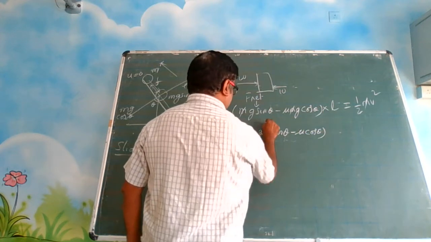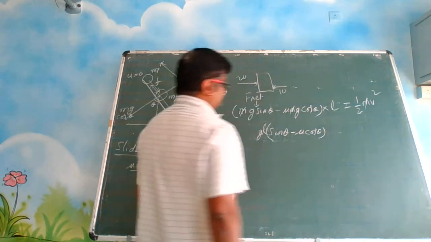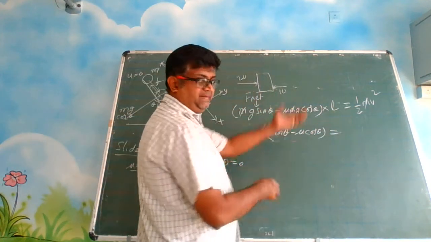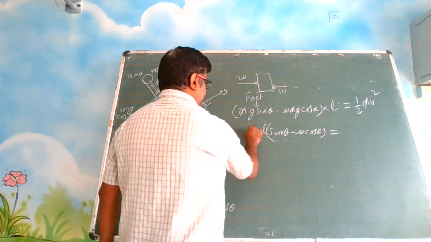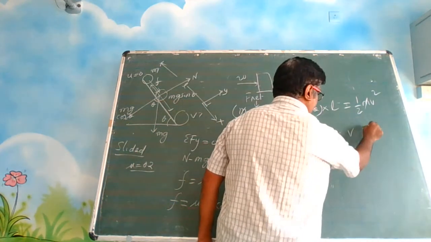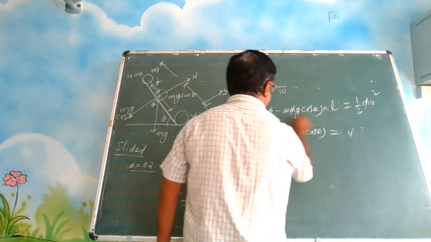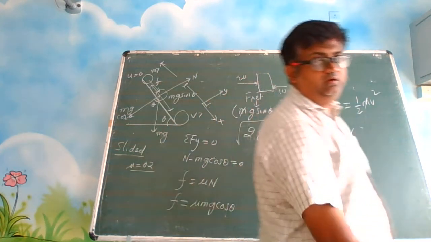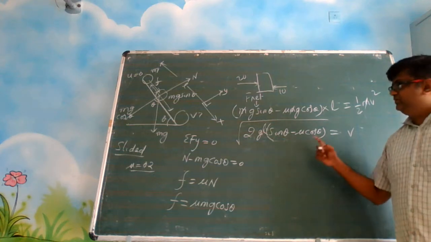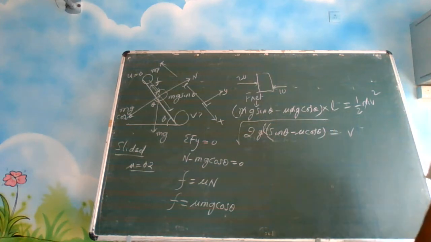L is also there. Put it here like this. Okay, so that is equal to V square by 2. So the 2 will come this side. Okay, so that is equal to V square. What will be V? V will be root over 2gl (sin theta minus mu cos theta).